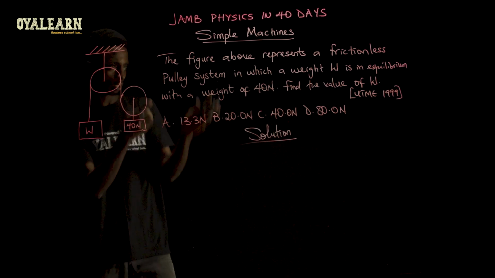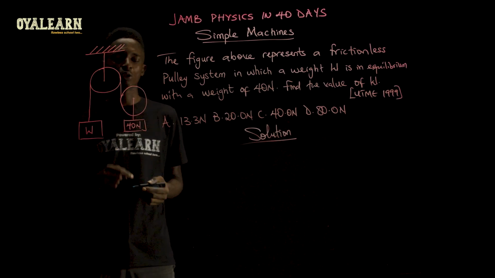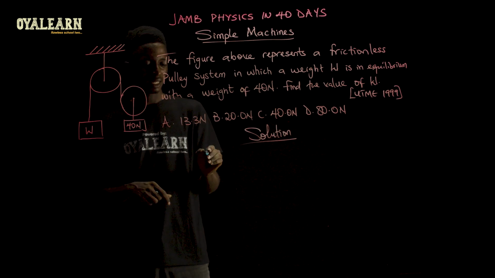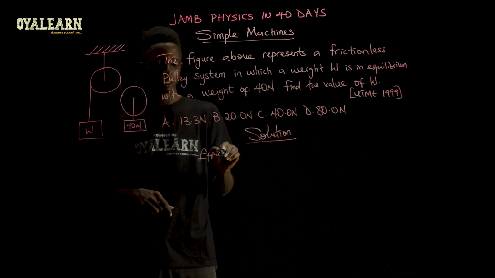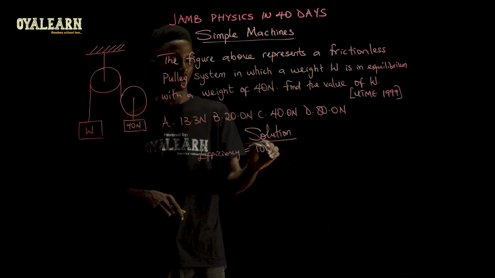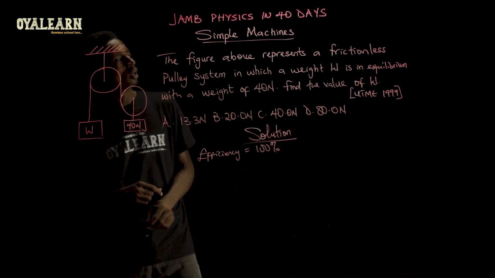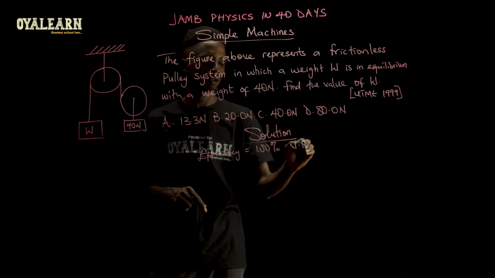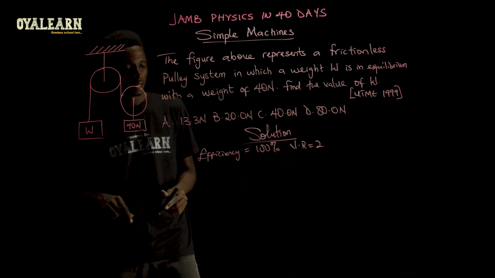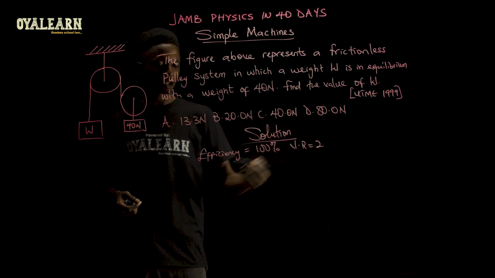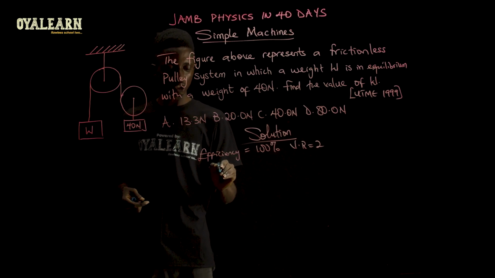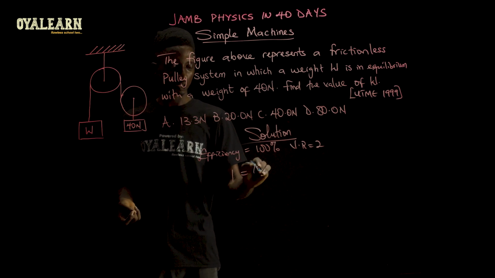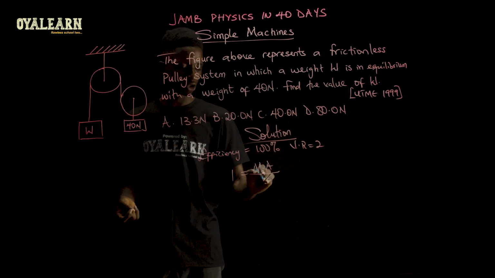So what can we tell from what the question has given us and what the diagram is also telling us here? First, we know that it is a frictionless pulley system. That tells you that the efficiency is 100%. And we can also see from here that there are 2 pulleys, so velocity ratio equals 2. Now, from this, let's use the equation for efficiency to finish it up. Efficiency, which is 100%, that's 100 over 100, that will give you 1, equals mechanical advantage, which we do not know yet, over velocity ratio, which is 2.